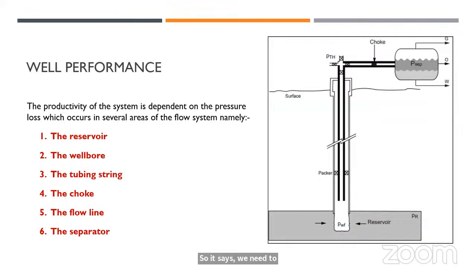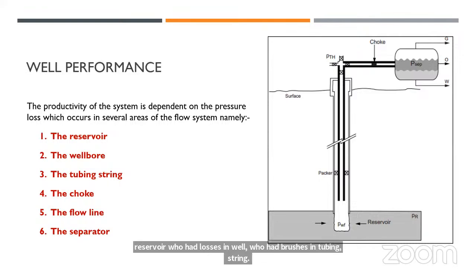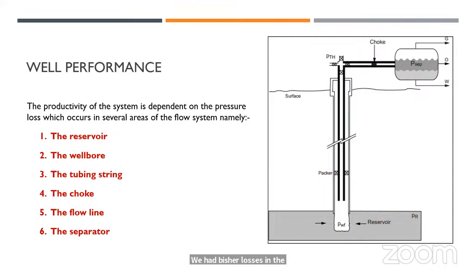The well performance, the productivity of the system, depends on the pressure losses that occur in several areas of the production system. So we have pressure losses in the reservoir, in the well bore, in the tubing string, in the choke and in the flow line, and in the separator itself. So we need to study and analyze these pressure losses in order to understand the well performance.